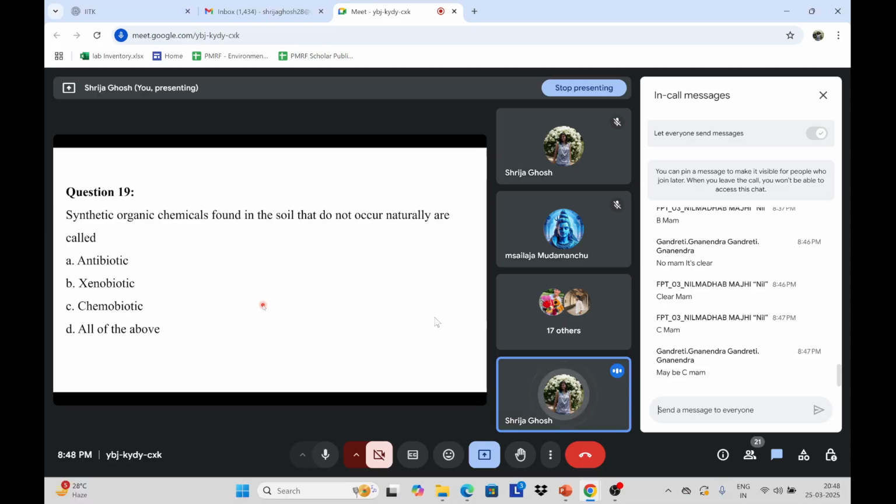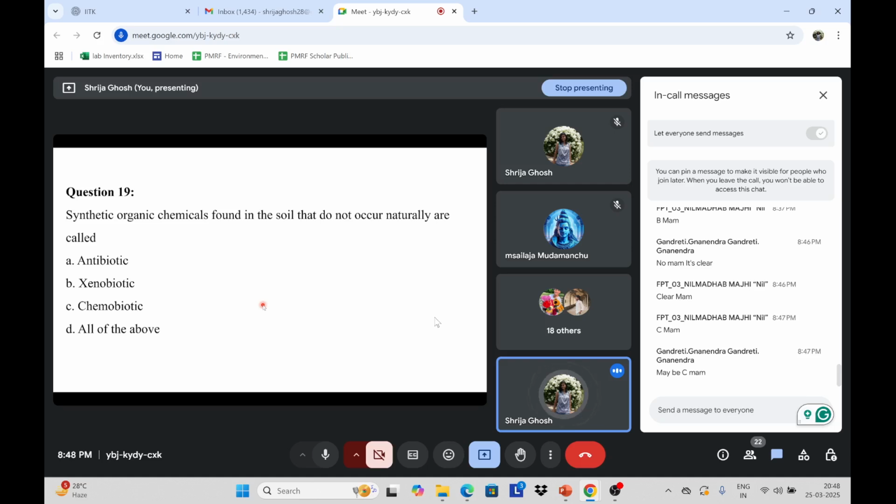Moving on to the next question. Synthetic organic chemicals found in the soil that do not occur naturally are called option A, antibiotic, option B, xenobiotics, option C, chemobiotic, and option D, all of the above. We have already discussed this, so this should be easy to answer.